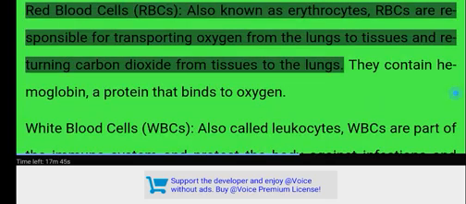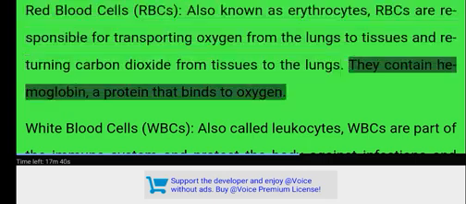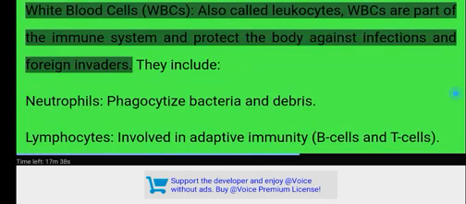B. Blood cells. Red blood cells, RBCs, also known as erythrocytes. RBCs are responsible for transporting oxygen from the lungs to tissues and returning carbon dioxide from tissues to the lungs. They contain hemoglobin, a protein that binds to oxygen. White blood cells, WBCs, also called leukocytes. WBCs are part of the immune system and protect the body against infections and foreign invaders.